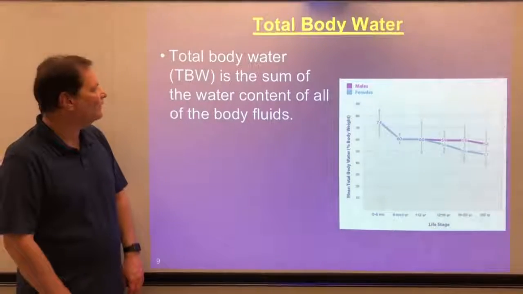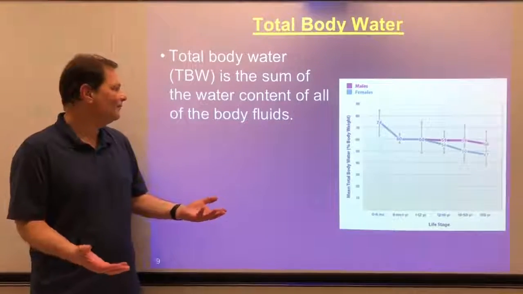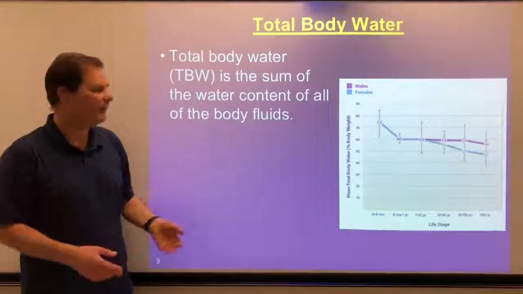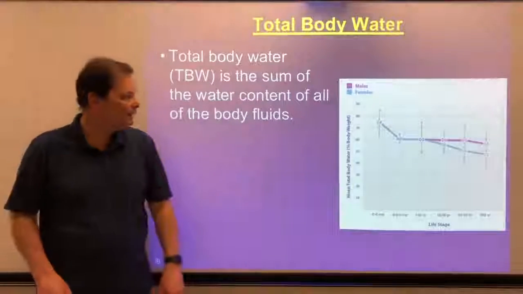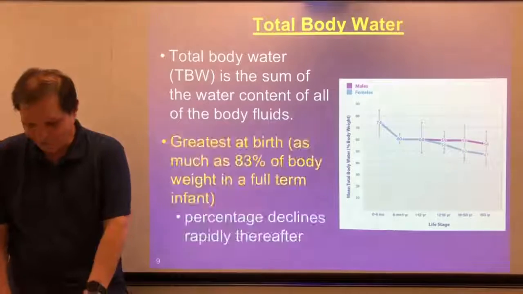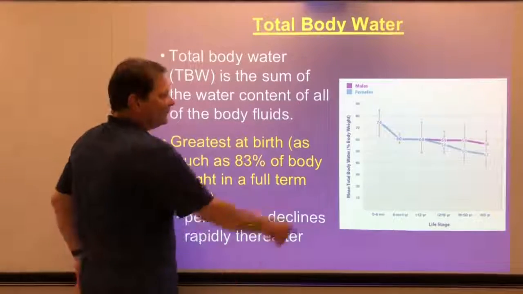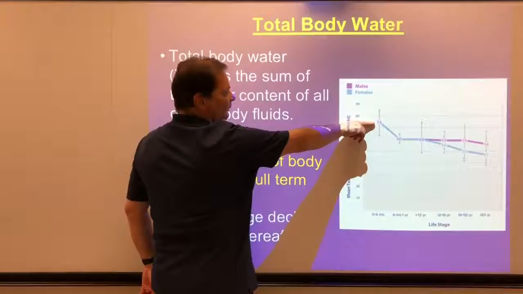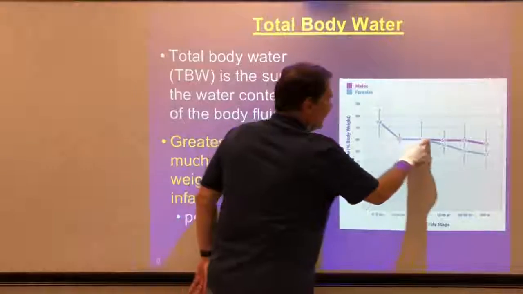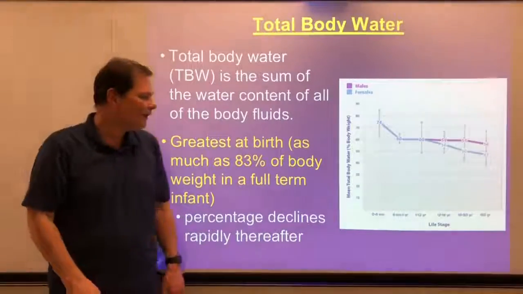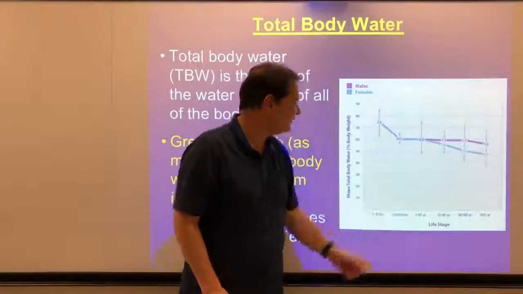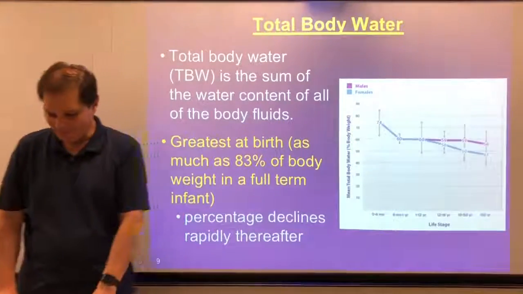Total body water is the sum of the contents of all the water in all the body fluids, in all the body, period. Inside, outside, upside down, okay? So here we have a graph of total body water at different ages, and as you can see, at birth you start with a pretty high total body water as a percent of the total body weight, but then things decline from there in both men and women, okay? So at each age you can see, particularly between 0 months and 6 months, that percentage drops quite a lot.